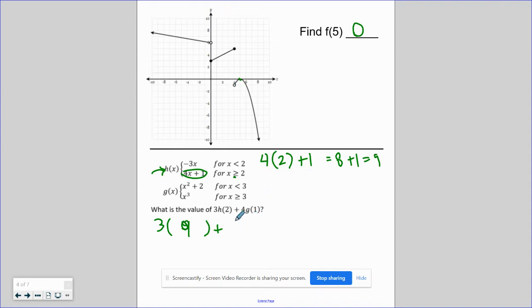We'll come back. So then our next section is 4 times the output of g of 1. So we're going to go look at our g function, which is the second set in our piecewise. And we need to find which domain 1 works for. So is 1 less than 3 or is 1 greater than or equal to 3? 1 is less than 3. So we're going to use our first function here.